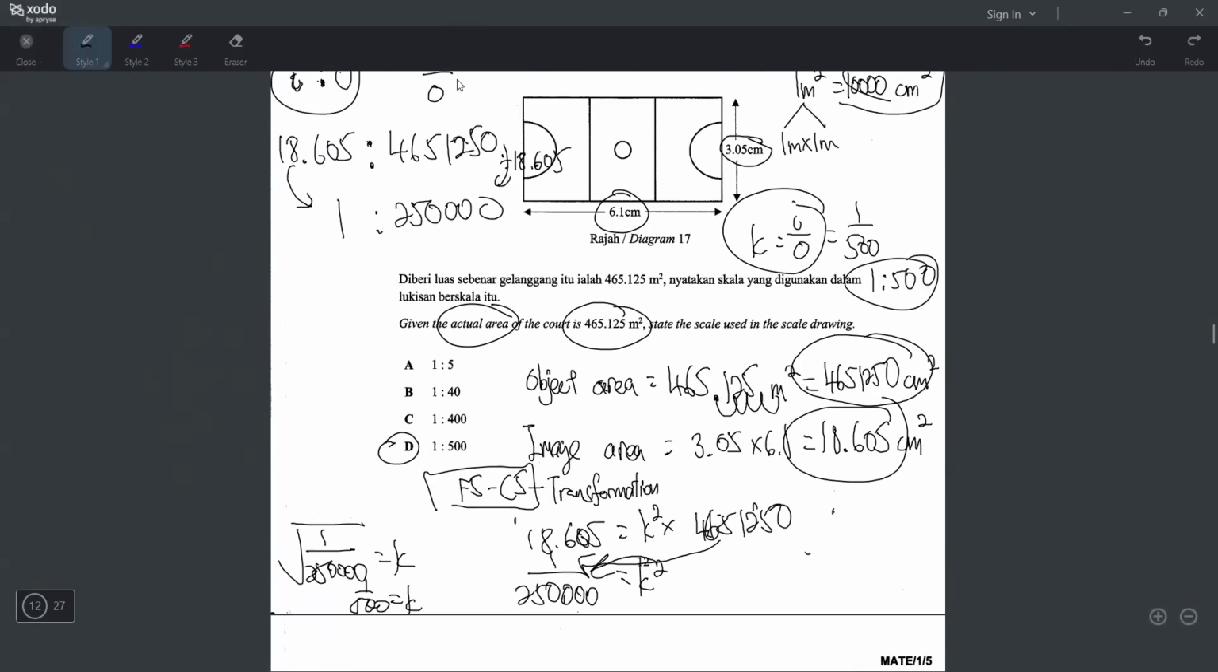Because of this formula: area of image equals k square times area of object. It's k square here. That's why you have to square root.